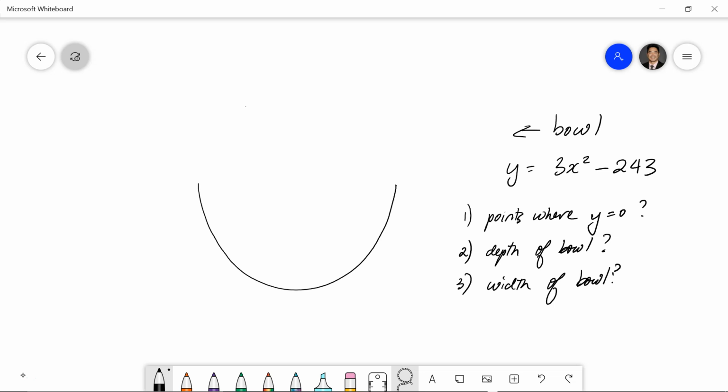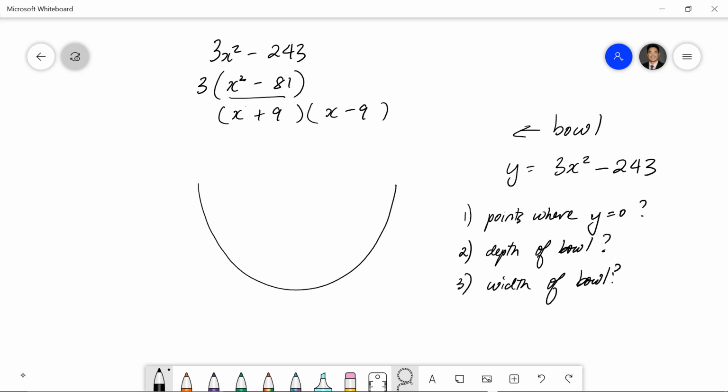So first thing, let's factorize. So we've got 3x squared minus 243. And we've got a factor of 3, so let's take that out. And 243 divided by 3 is 81. So what we have here is a difference of perfect squares. And knowing your shortcuts, this should be x plus 9 and x minus 9 is equal to 0. So what we'll have here is solutions for x. Solutions for x is going to be plus or minus 9.